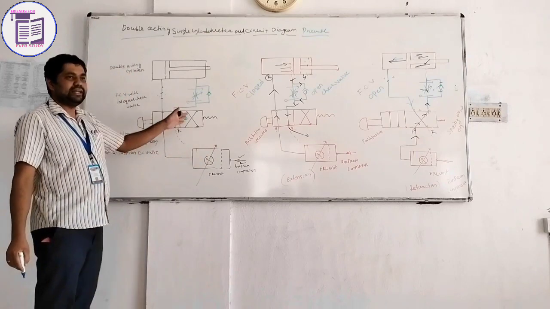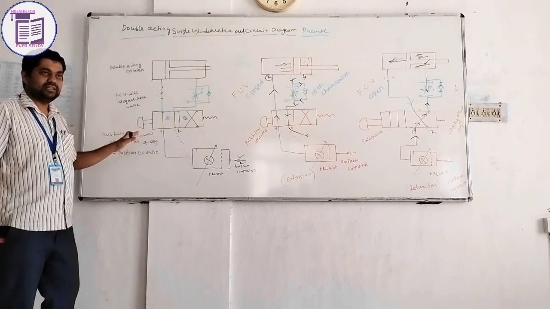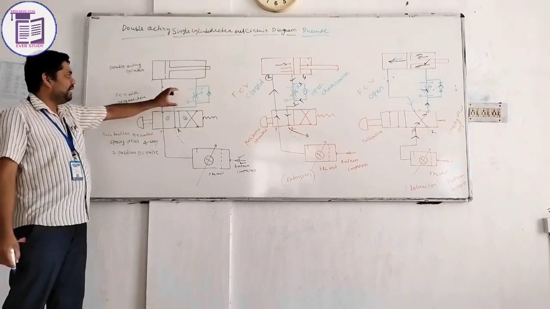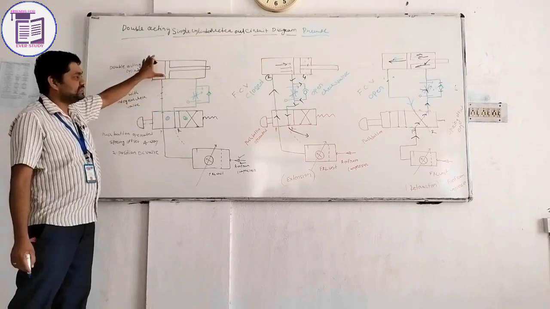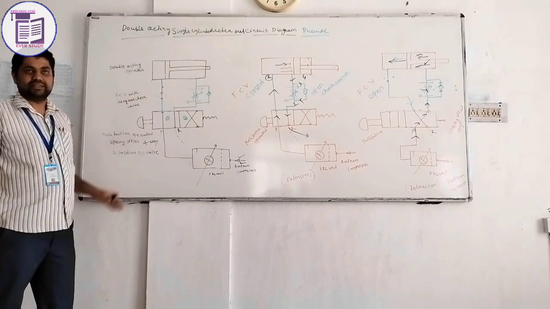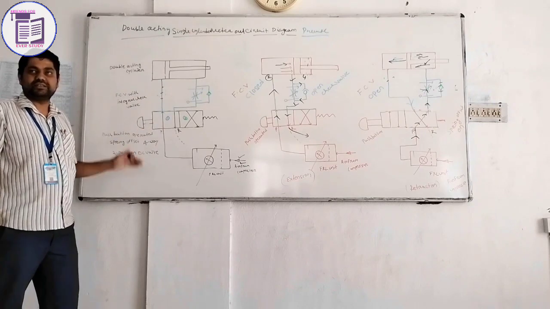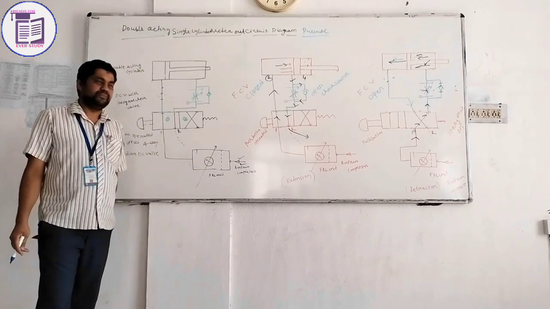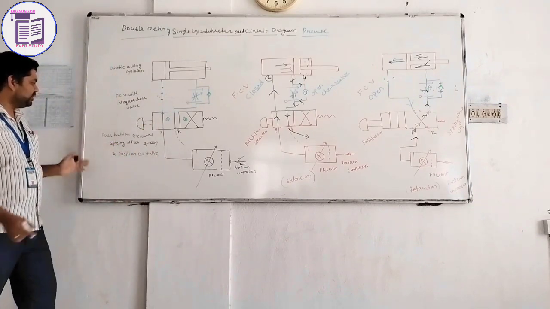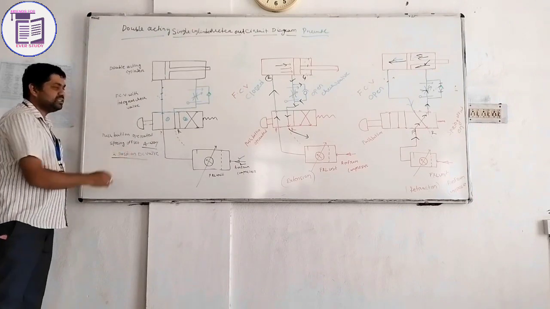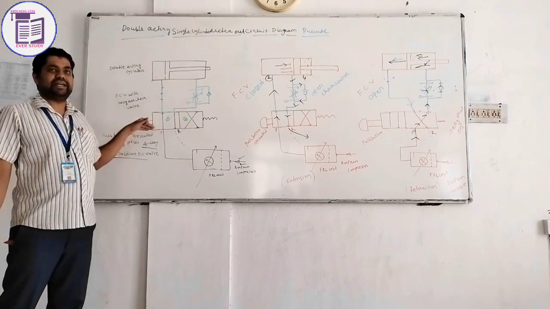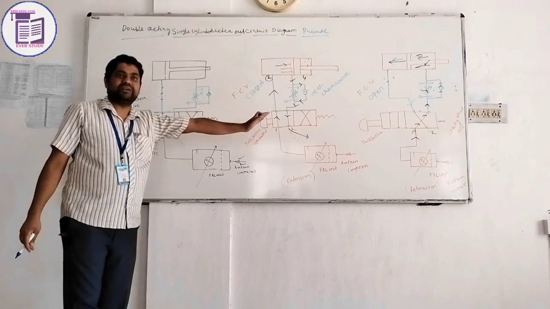Then we need a direction section. This is your direction section, the direction control valve section. And this is your flow control section, and this is your cylinder actuator section. These are the sections we already discussed in the previous video. So this is also a 4-way 2-position direction control valve circuit diagram. These are the 3 diagrams given here.